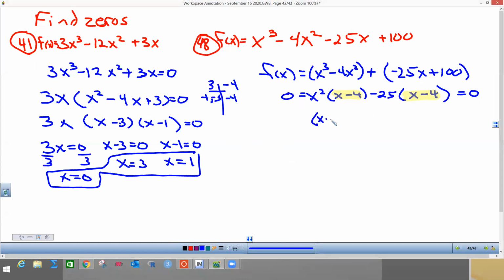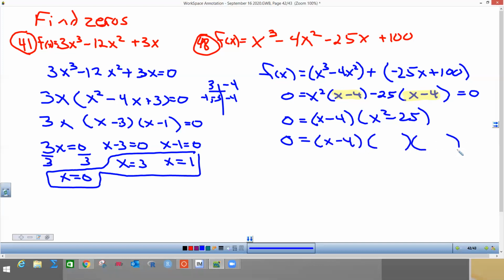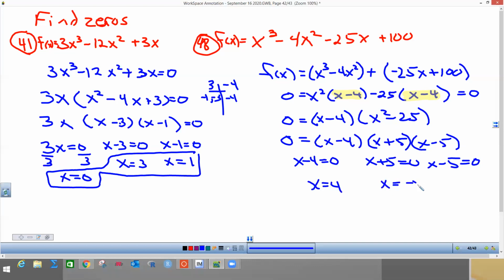And now I get to factor x minus 4 out to the front, and I have x squared minus 25. Well, x squared minus 25 is still a difference of two squares, so I can factor it more. So this stays x minus 4, and then the difference of squares factors to conjugates, x plus 5 and x minus 5. And then I take all of these factors and set them individually equal to 0, and I solve each one. So I get x equals 4, x equals negative 5, and x equals 5. And those are the zeros.